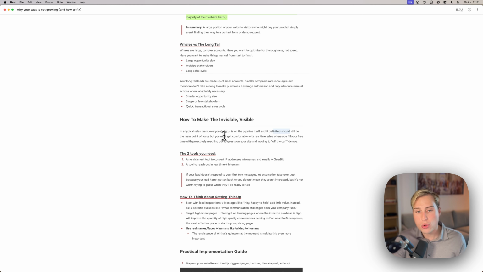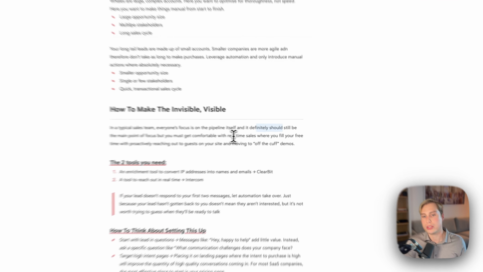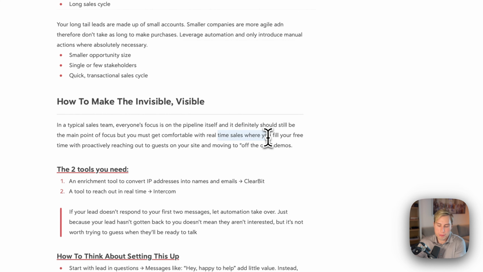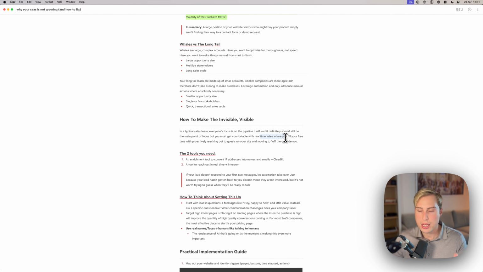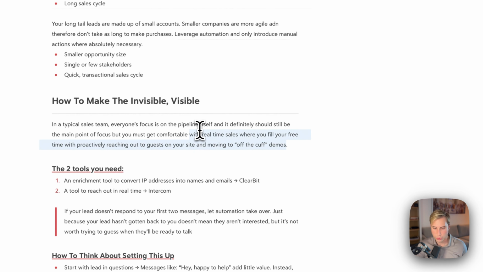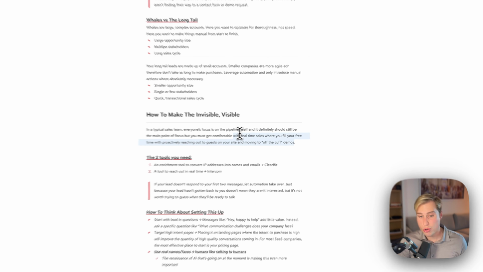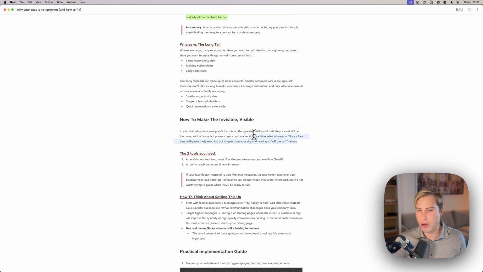However, you need to also get your sales team comfortable with the idea of real-time sales, which is when they are finished with their pipeline stuff. Usually they'll finish with it and they'll have free time. That free time should be used to proactively reach out to guests on your site and move them to off-the-cuff demos. So for example, someone's browsing the website and you ping them immediately: hey, I don't know who you are, but I can see that you're browsing, probably trying to figure out if we're a good fit for you or not, and maybe comparing us to a competitor. That's a lot of work. Why don't we just chat about it and I can answer all your questions right now in the next 5 minutes? Does that sound good? The person gets on the call and straight away you have a demo, immediately off the cuff. And you can just do that throughout your day.